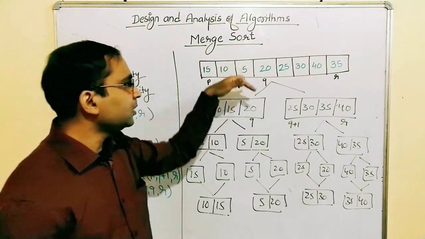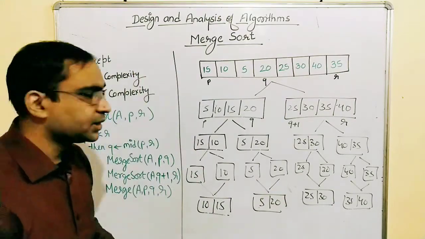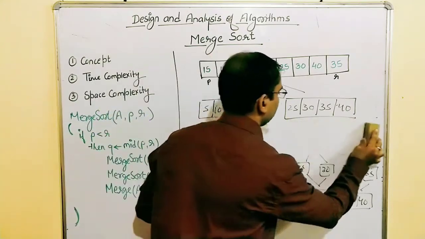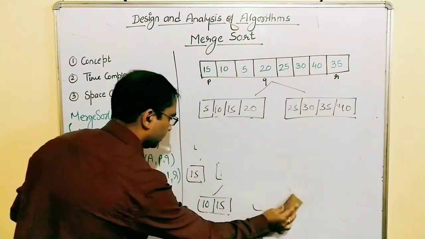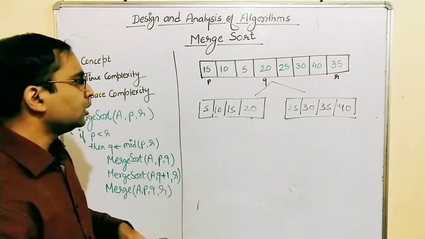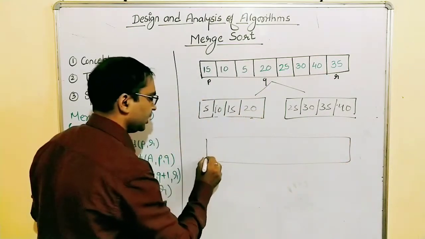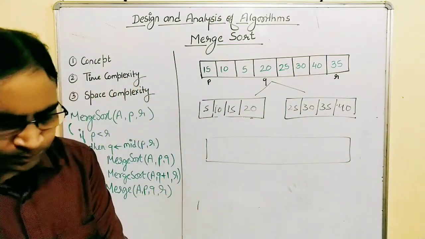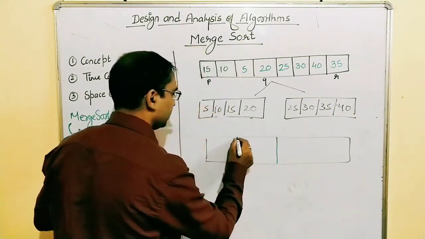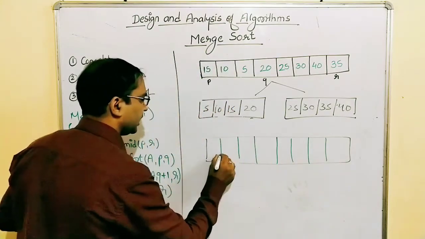Let me perform the final step as well, because the merge operation is important. So let me show you how this merging is done. We'll create a new empty list with a similar size. So we have 4 plus 4, 8. So this will be created with 8 positions, and now we'll start.